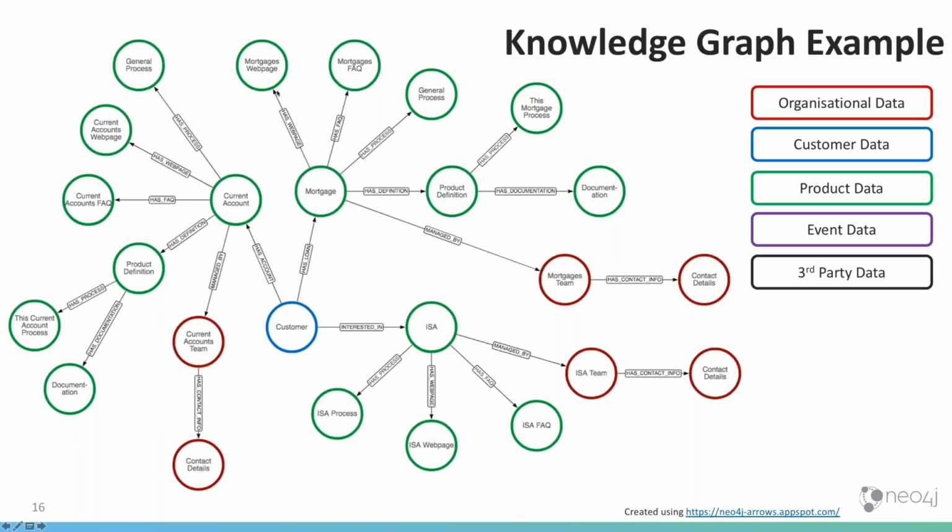It's a very similar setup for their mortgage. We have a mortgage page, mortgage FAQs, some general processes about mortgages in general, and then we have the specific details about their mortgage product, right? What are the processes associated with that, and the documentation associated with their specific mortgage. And again, that's managed by a mortgages team with their contact details. If they're interested in ISAs, then the general information is probably where they want to go, right? If they don't have an ISA yet. So the general ISA processes, the general ISA webpage, and the general ISA FAQ will all be applicable to them, along with the ISA team and their contact details.